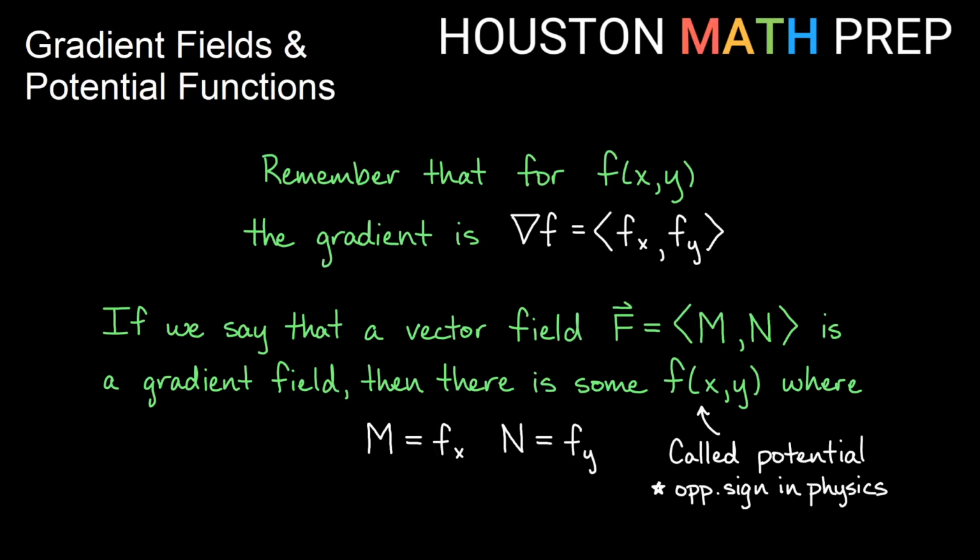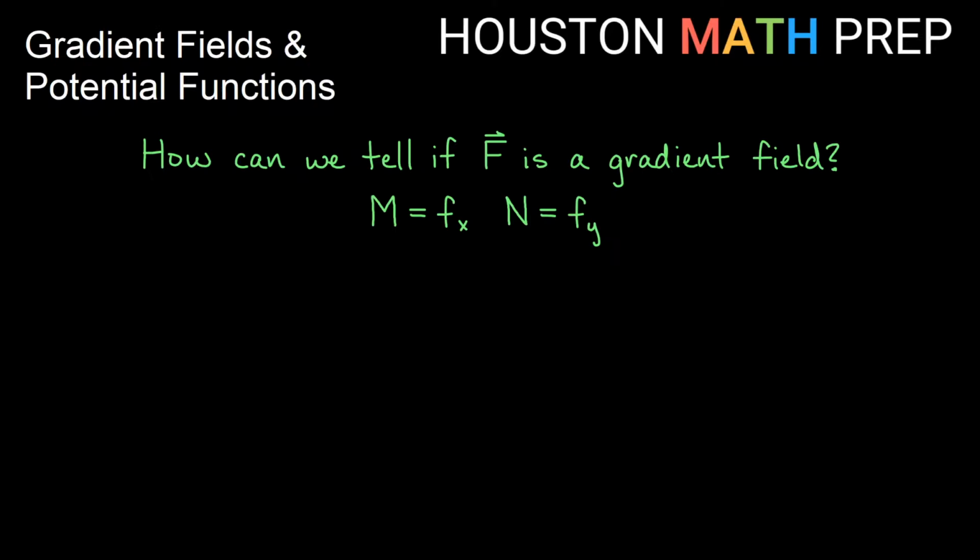We'll make a note here that in physics, they consider potential to be the opposite sign of how we calculate it here in math, but it's basically the same thing. So how can we know if some vector field f is a gradient field, right? Well, we know that the m component of the field needs to be a partial fx, and the n component needs to be partial fy.